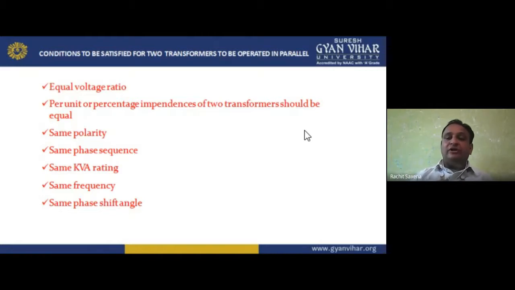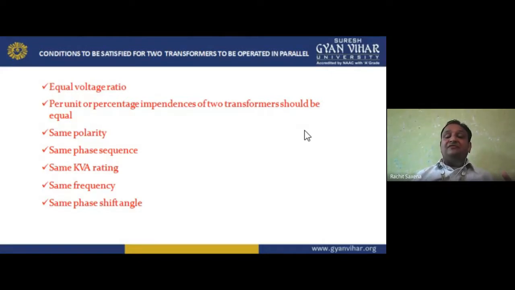If I am having the voltage ratio, we can say the transformation ratio V2 by V1 or V1 by V2. So all the transformers which we want to connect in parallel should have the equal voltage ratio. Secondly, per unit percent impedance of two transformers should be equal.